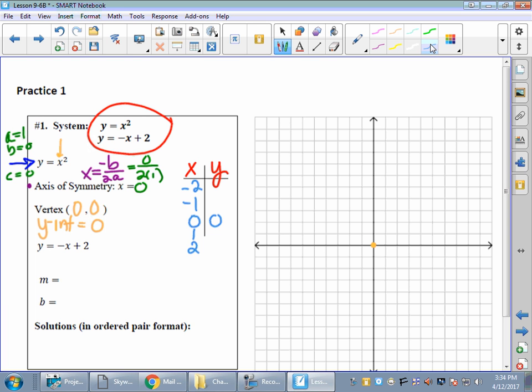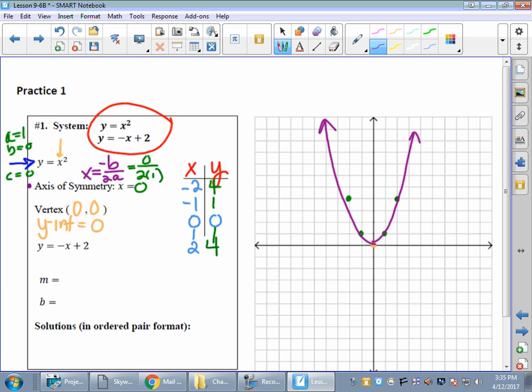So if I put a negative 2 back into my original equation, y equals x squared, what is negative 2 squared? We've talked about this negative thing before. Comes out to a positive 4 because negative 2 times negative 2. Negative 1 squared will give me a positive 1. Positive 1 squared is 1. And positive 2 squared is 4. So now I've got myself 5 ordered pairs. The vertex is already on there. I'm going to put the rest of my ordered pairs on this graph, and I'm going to connect those dots to make myself a nice parabola.